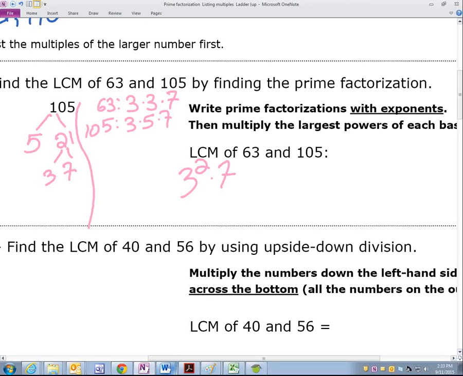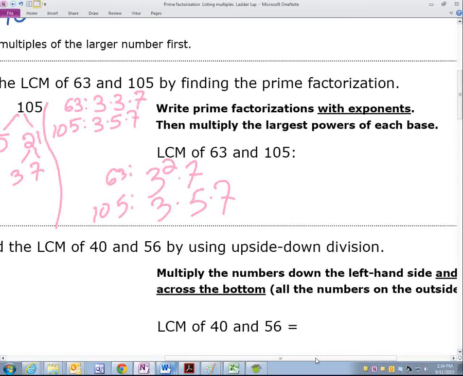All right. So there's 63 again. And then I have 105. All right. Things are looking good. 3, 5, 7. Good. Okay. Then the next sentence: then multiply the largest powers of each base.